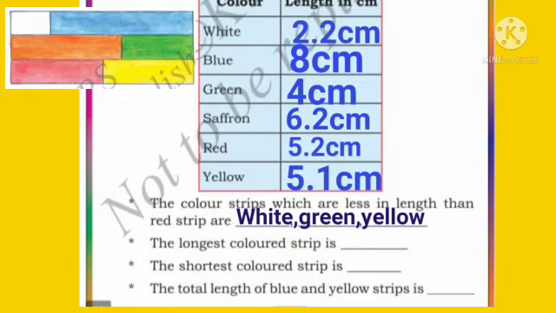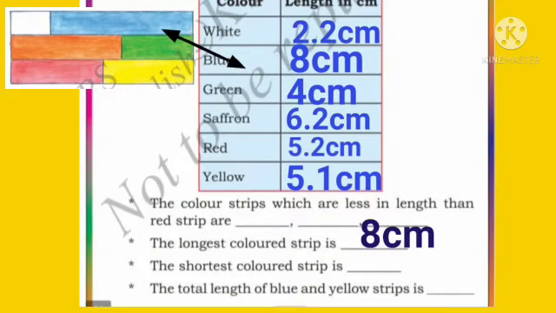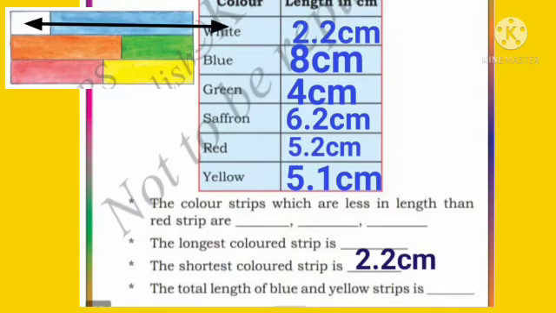Among all these colored strips, the longest color strip is blue, which is 8 cm in length. Similarly, the shortest colored strip is the white colored one and its length is 2.2 cm.